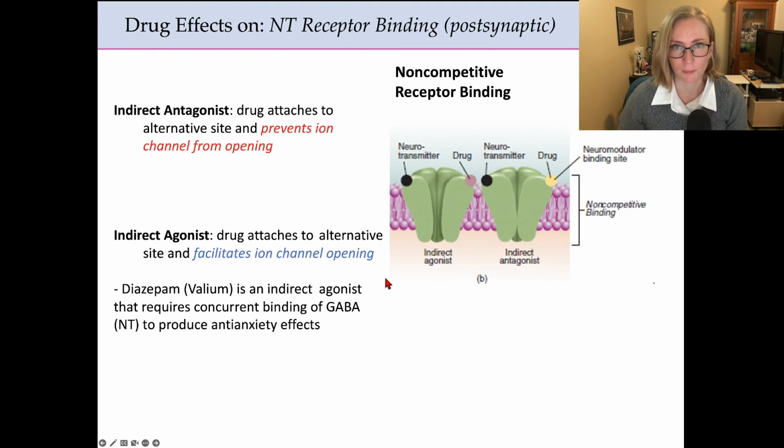I highly recommend, by the way, for the exam that you study or just re-listen to what I was just saying about GABA receptors, GABA and its alternative binding sites, because that's probably something I will definitely be asking about on the exam. So make sure that you revisit what is GABA and what are these indirect agonists. Okay.